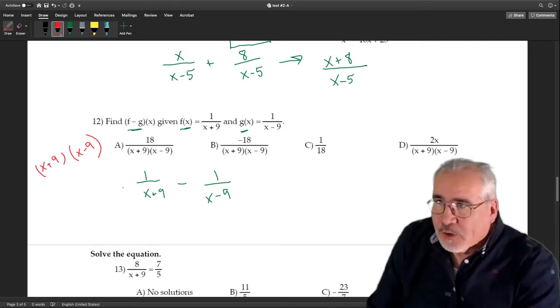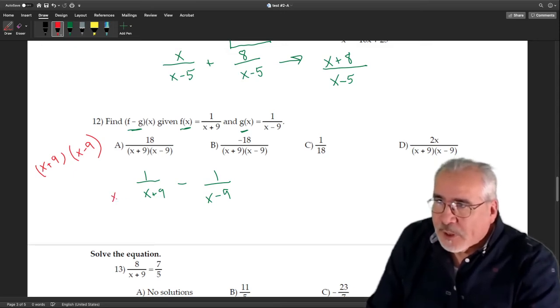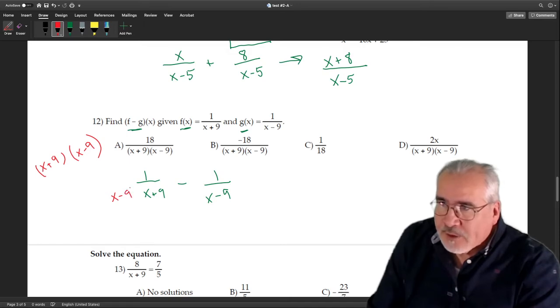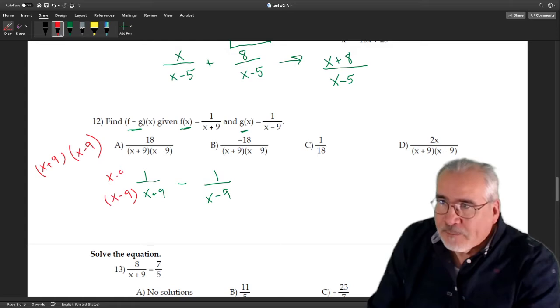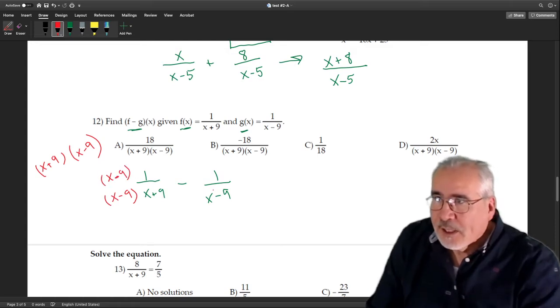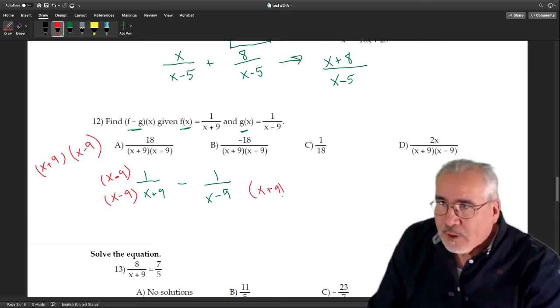So we multiply both of these fractions. Okay, so the x plus 9 needs this x minus 9. So we multiply the denominator by x minus 9. And what we do in the bottom, we've got to do to the top. The other fraction, to get the common denominator, what it needs is x plus 9. So what we do to the bottom, we've got to do to the top.